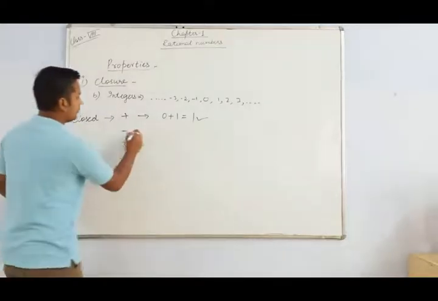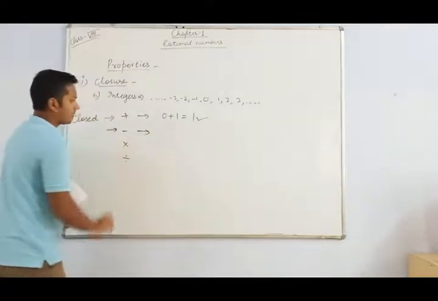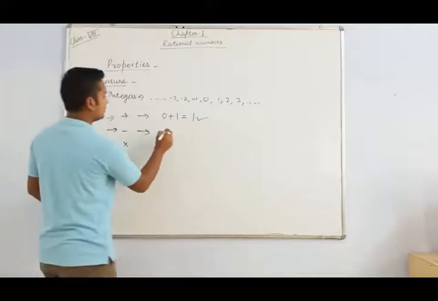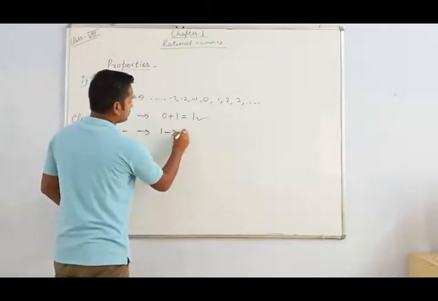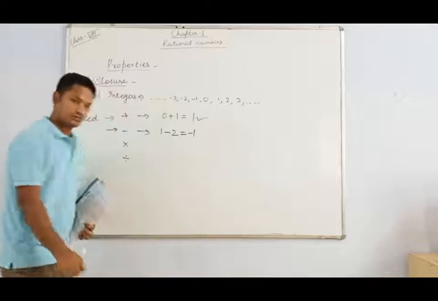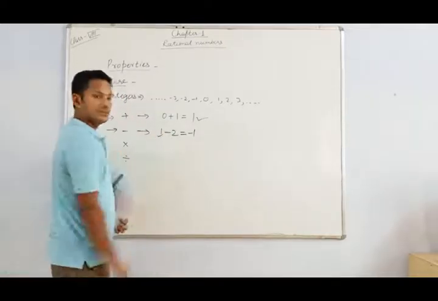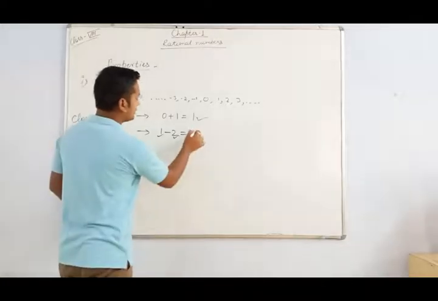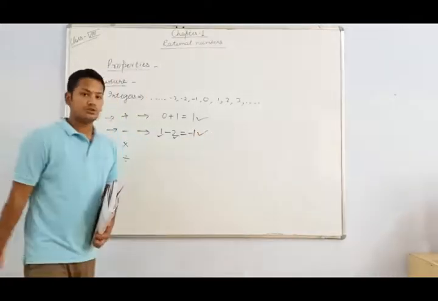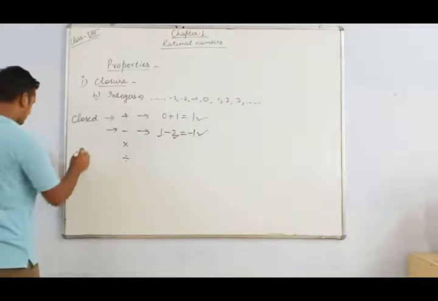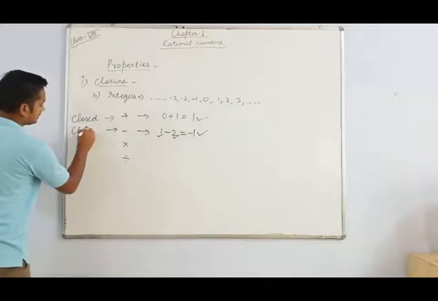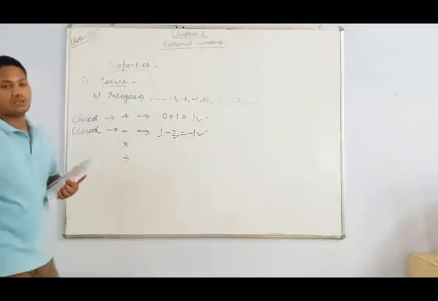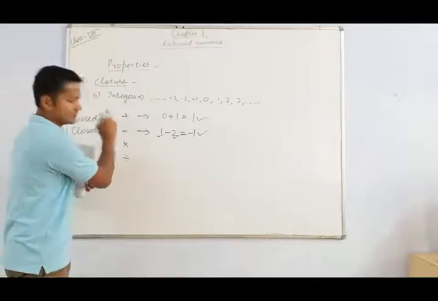Okay. Now for subtraction, let's take the example 1 minus 2. It will give you minus 1. So this is an integer, yes. This is an integer, yes, it is also an integer. And this minus 1 is also an integer. So you can say that integers are closed under the operation of subtraction.